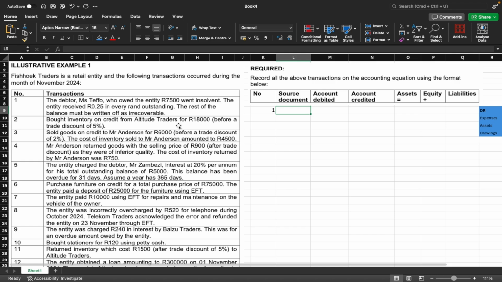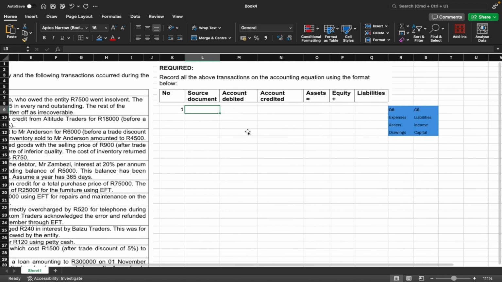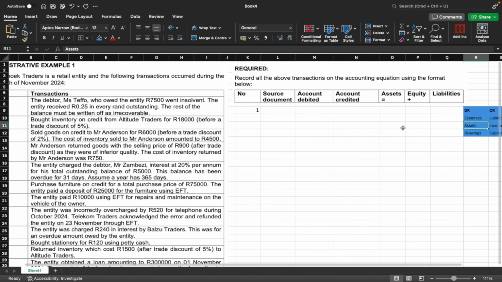And remember, bank is an asset, and if you go to our acronym here, what do we do to assets? We debit our assets. So since bank is an asset, we're going to debit bank here for the 25 cents in every rand that we are receiving. And then what are we going to credit? We're going to credit trade receivables. Remember, trade receivables is money that is owed to us by our debtors, people to whom we sold on credit and who are now paying us.